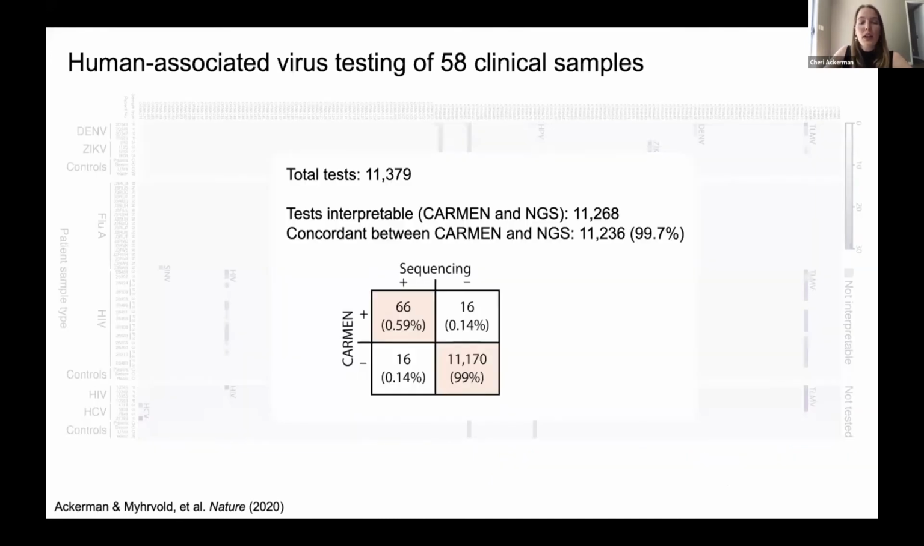So then if we zoom out and compare CARMEN and sequencing overall, we performed over 11,000 tests in order to test these 58 samples. The vast majority of these tests yielded interpretable results for both CARMEN and NGS. Within these interpretable results, 99.7% of the time, CARMEN and NGS agreed. Where they disagreed, which is here and here, it's pretty split evenly between the cases where CARMEN found something and sequencing didn't, or sequencing found something and CARMEN didn't.